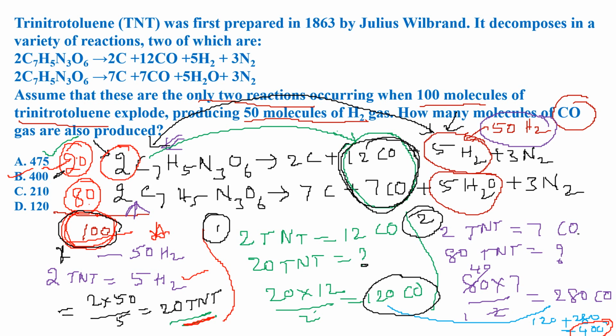So that is why, here what happened? It gives rise to what? 400 molecules of CO. So finally you will get 400, because both the reactions produce carbon monoxide. So that is why the answer is B.